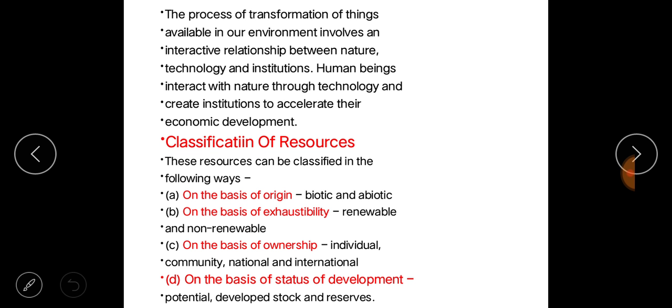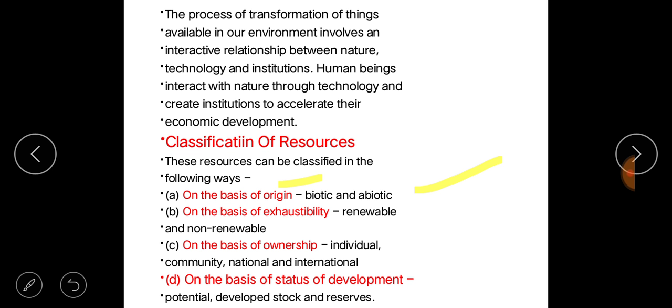Now, we have different ways of classifying the resources. First, we classify them on the basis of their origin, where they originated. This is biotic and abiotic. We will discuss it in a later part of the chapter; here I will give you only the classification.